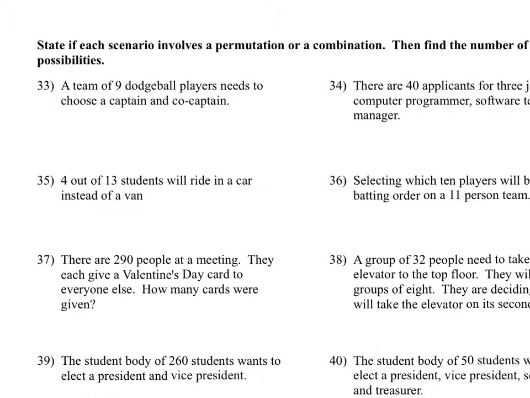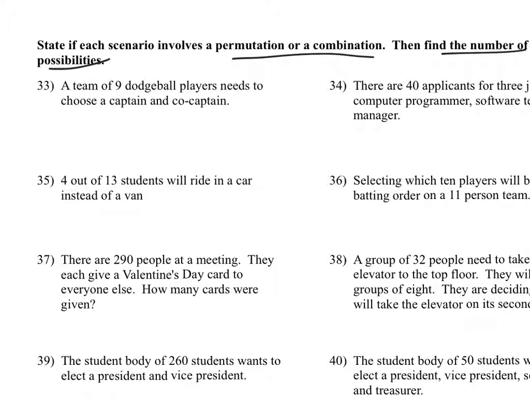And then for this last part of the section, we are going to be given some type of situation or problem, and we have to determine if it involves a permutation or combination, and then find the number of possibilities. So once we determine it, we're going to calculate it with either our permutation or combination formula.